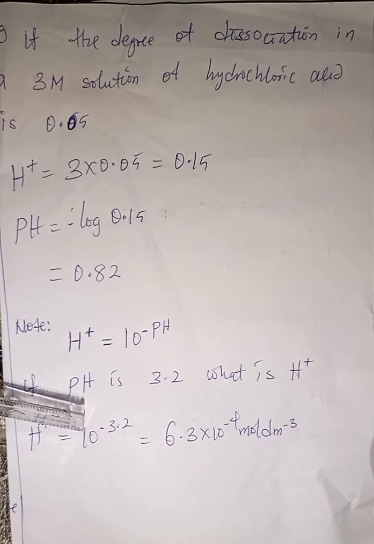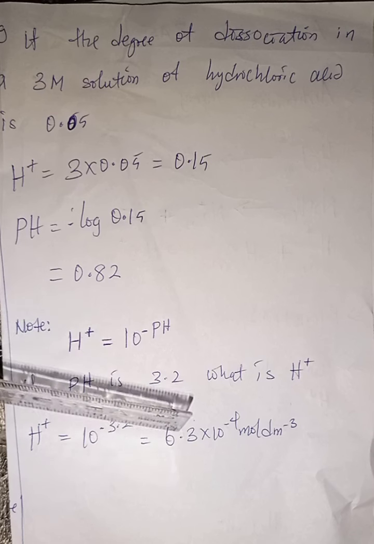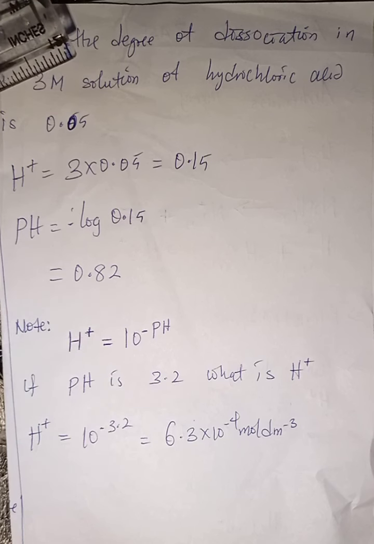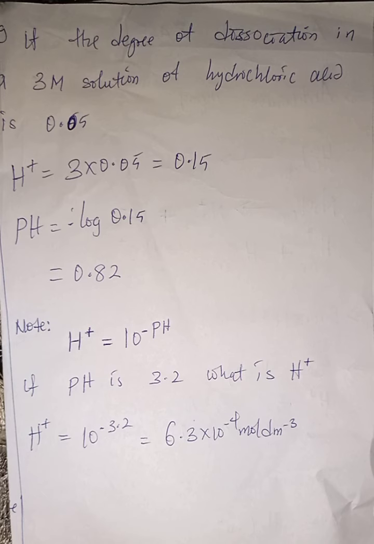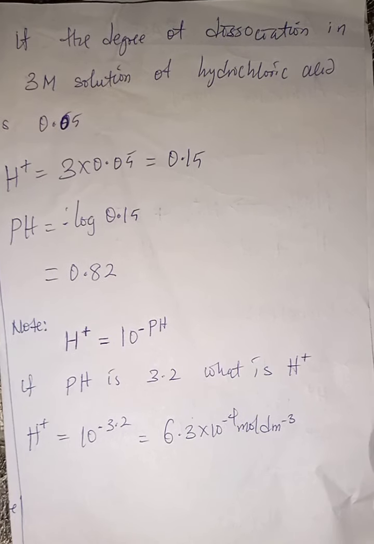Hydrogen ion concentration will be equal to 10 raised to power minus 3.2, which is equal to 6.3 times 10 to the power minus 4 mole per dm cube. So this is the relationship to use if you want to find H plus when the pH is given. Now let's look at more.